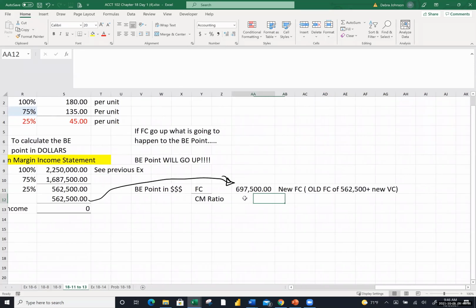Now I'm going to put in my contribution margin ratio. Why am I using the ratio instead of units? Because they asked me for my break-even point in dollars. So because they asked me in dollars, I'm going to use that contribution margin percentage. I'm going to put in 25%. And here's what my new break-even point will be once you guys put that in your calculator.